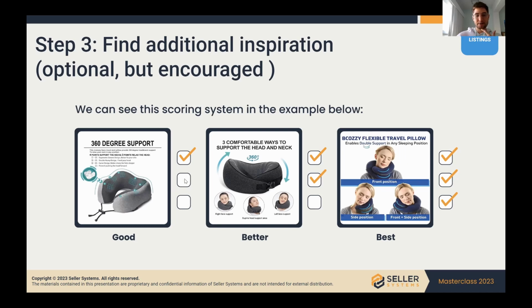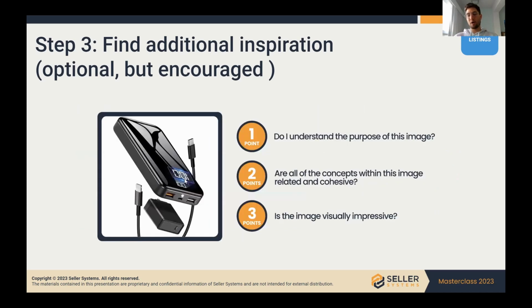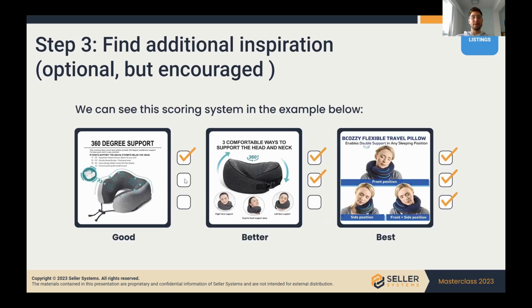Now on here, on question 2, are all of the concepts within this image related and cohesive? Here, we don't get a point for that, right? Because what do we have going on? We've got a lot going on here. We've got the title, 360-degree support. Then we've got a bunch of different bullet points, and it looks like it's more of a product anatomy graphic, right? We're showing different points of the product. It's explaining some features, right?